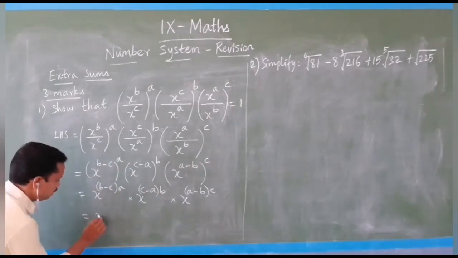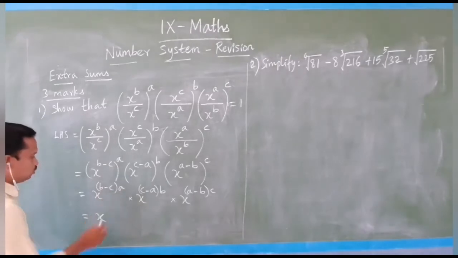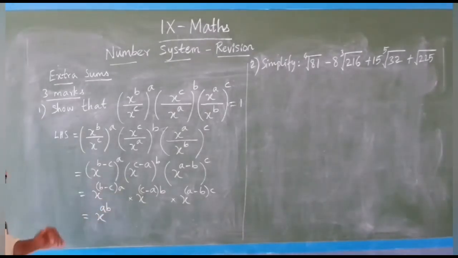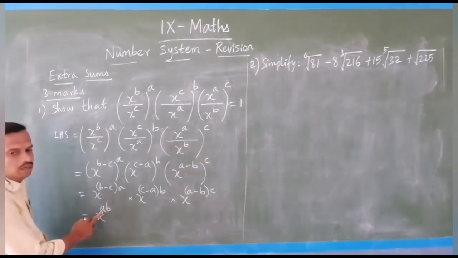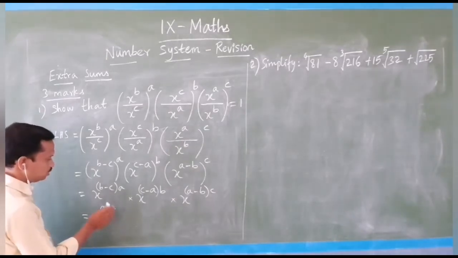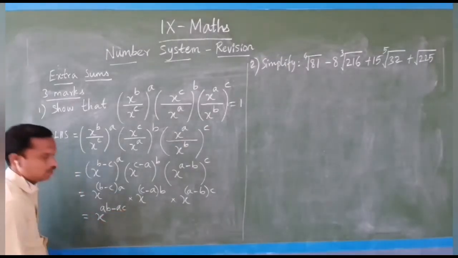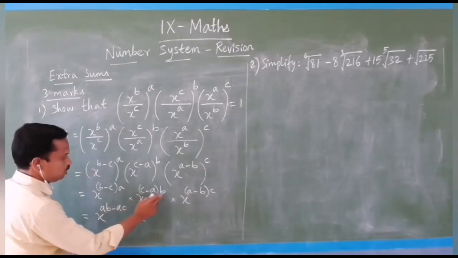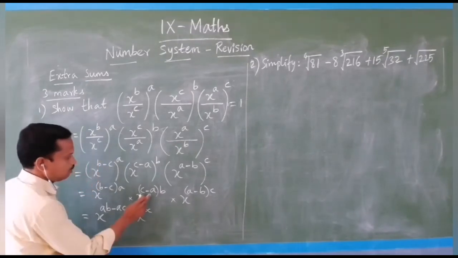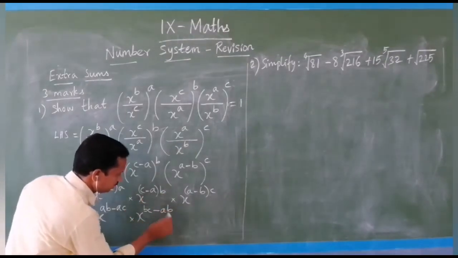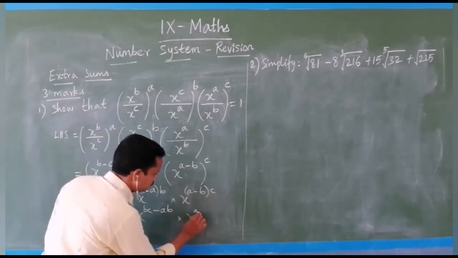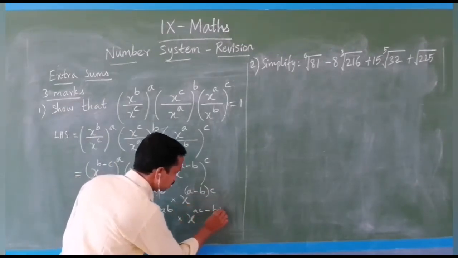So now you multiply x to the power b into a. So you have to follow that alphabetic order to avoid confusion. So b into a, I am writing ab, and then minus c into a, I am writing ac, and then into x to the power, here c into b, I am writing bc, and minus a into b, I am writing minus ab, and then into x to the power a into c, ac, minus b into c, bc.